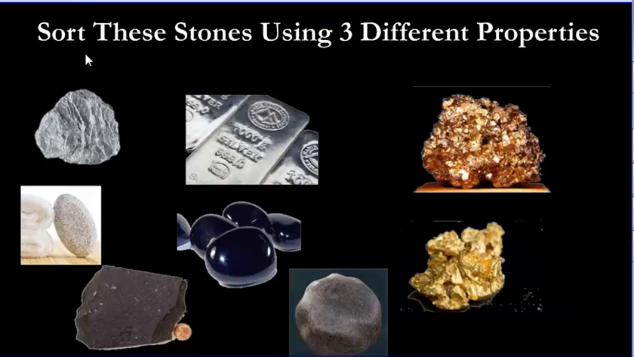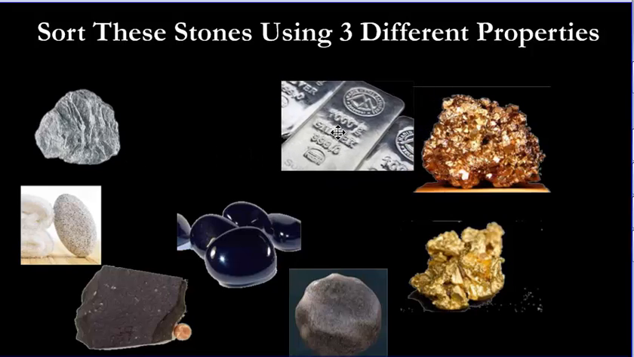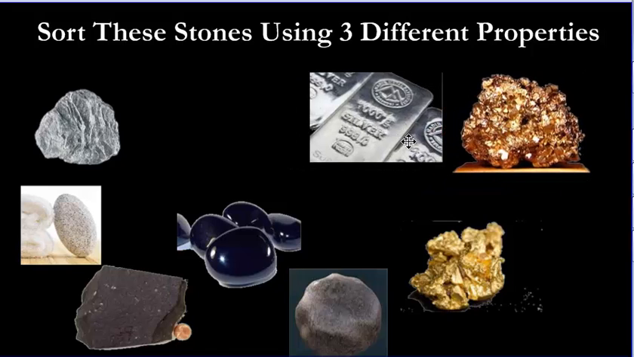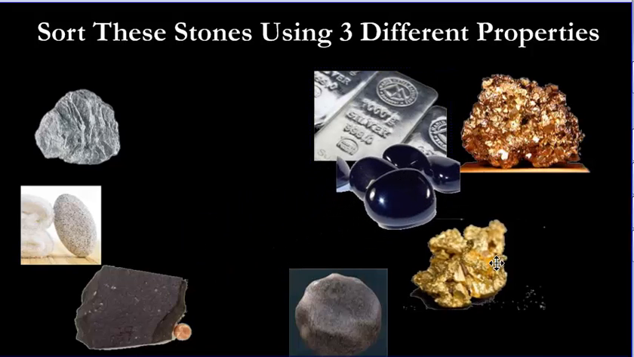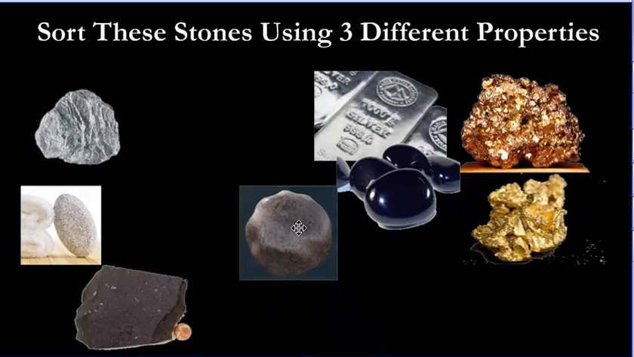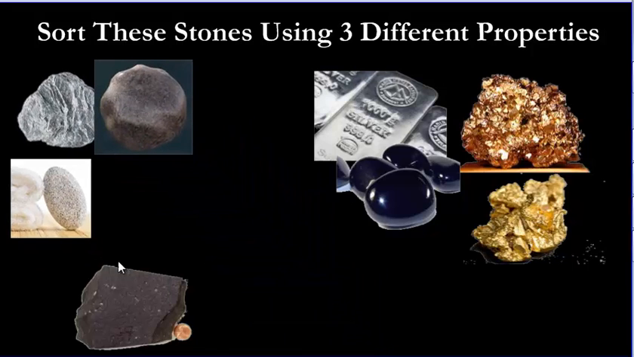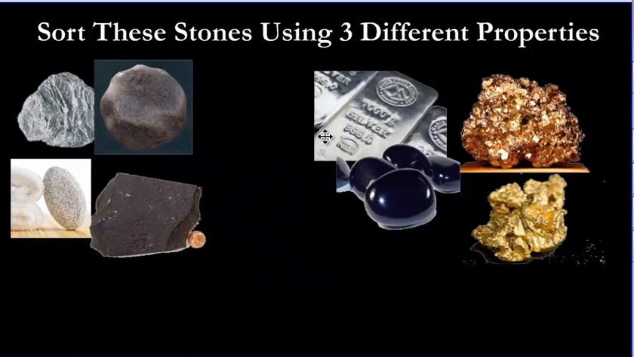Let's do a test here. Sort these stones using 3 different properties. Okay, I'm going to do this really quickly here. I'm going to sort these based on luster first. I'm going to put the shiny ones together. That's shiny. Let's say metallic luster. More scientific. This is shiny, so it's metallic. I guess this has some shine. Metallic. This one doesn't really shine. Neither does this. Neither do these 4. So here's the metallic ones, and here's the non-metallic ones. Okay, that's one way. We need 2 more.